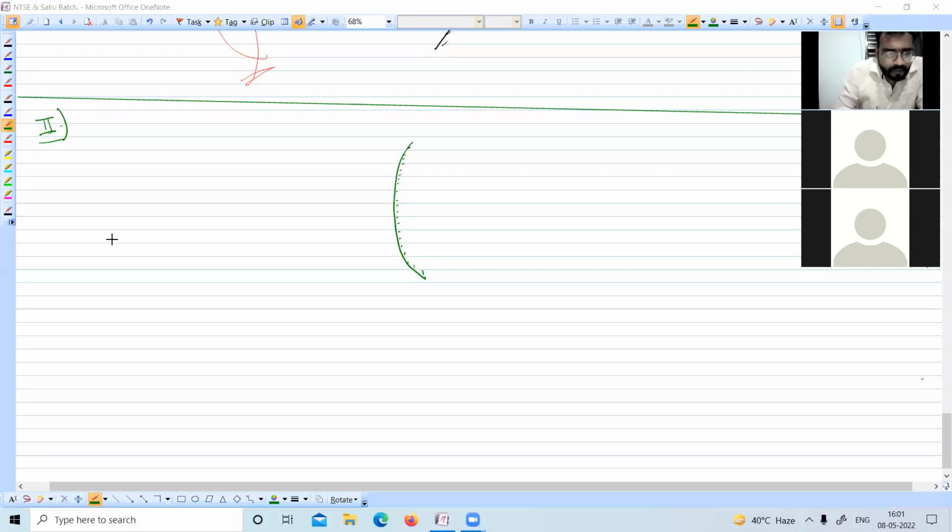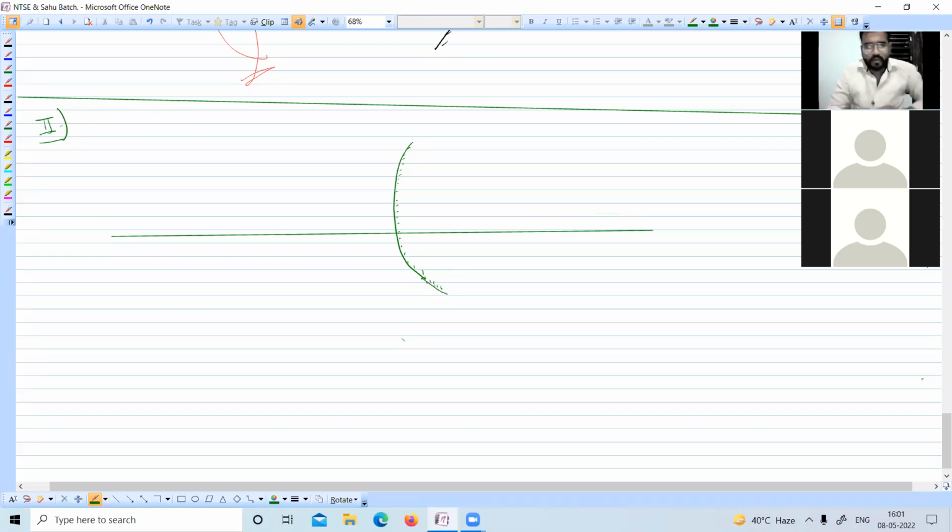What are the possible conditions to put the object in front of a convex mirror? Any one of you? This is the pole, right? Where is the center of curvature? Wherever it completes the sphere will be the center of curvature. So it completes the sphere this side, so we will be having the center of curvature in this location, not in this location. The reason I told you, focus is here.